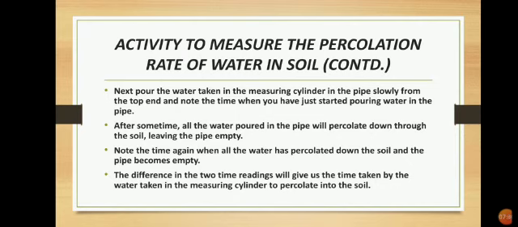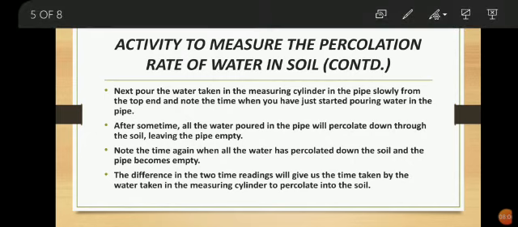So what is the time difference? From 12 to 12:30, the time difference is 30 minutes. This is a general measurement I am telling you. The difference in the two time readings gives us the time taken by the water from the measuring cylinder to percolate into the soil. That is the time taken.